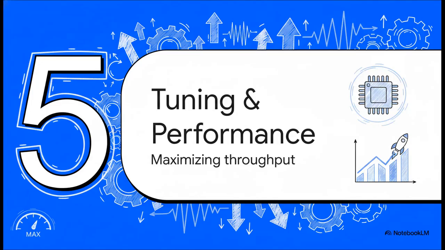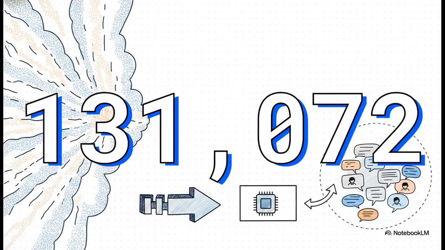All right, let's move to our final act, Section 5, Tuning and Performance. Let's talk scale for a second. 131,072. That is the staggering maximum context length of this model. But just because you can doesn't mean you always should. While the hybrid attention makes this massive length cheap to run, pinning your daily conversational workload to a maximum model length of around 32,000 tokens is really the sweet spot.